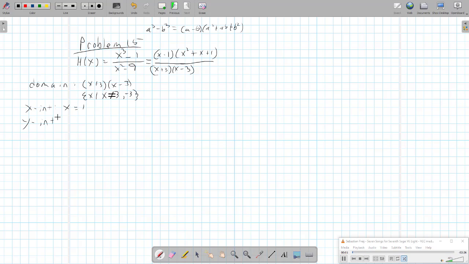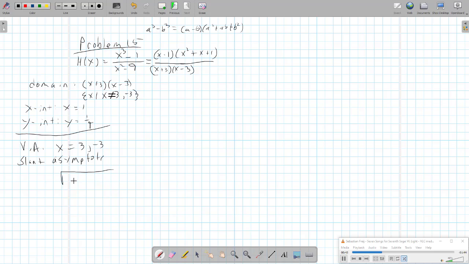Y-intercept. If I plug in 0, I would get negative 1 over negative 9, so y equal 1/9. Vertical asymptotes. Pretty simple. Nothing reduces, so x equal 3 and negative 3. Now, in this case, the top degree is 1 more than the bottom degree, so we have a slant or oblique asymptote. We got to do some division.